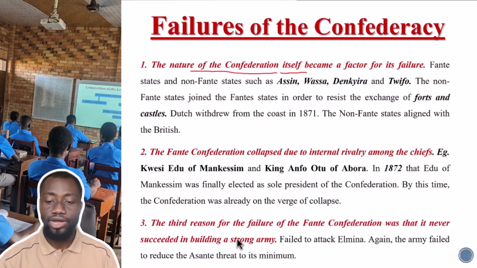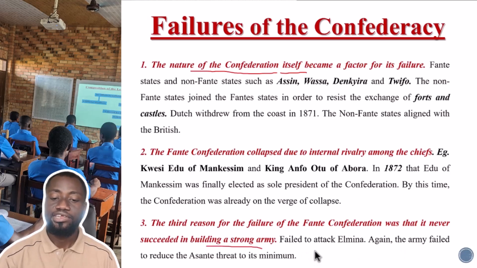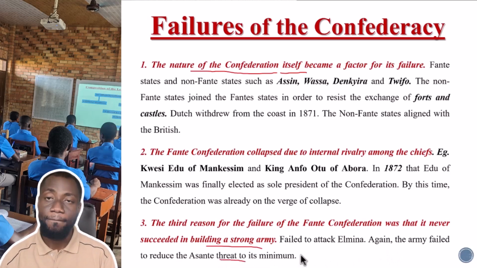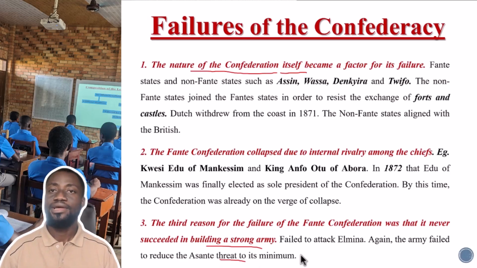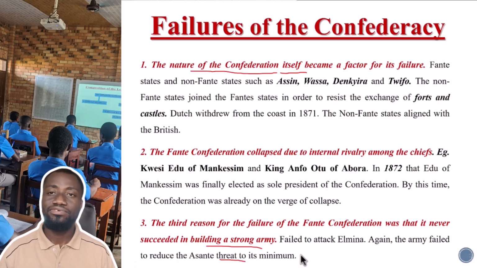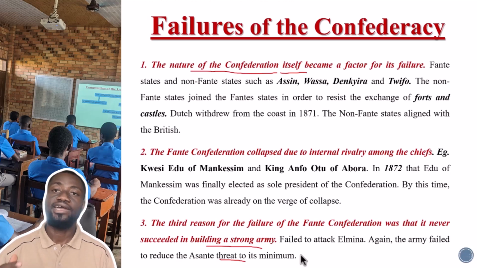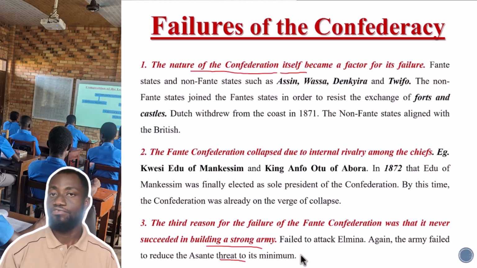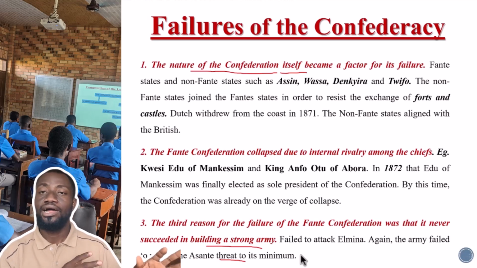The third failure also had to do with the fact that the Fante Confederation never succeeded in building a strong army. They failed to attack Elmina. Again, the army failed to reduce the Asante threat to its minimum. You recall that we said one of the achievements of the Confederation was the formation of an army. But really, the Fante Confederation was not able to form a strong army. It got to a time they were fighting on two fronts. They were fighting on behalf of their member states in the interior, like Twifo and Gomoa, and at a point in time they were also fighting along the coast, at Komenda and so on.